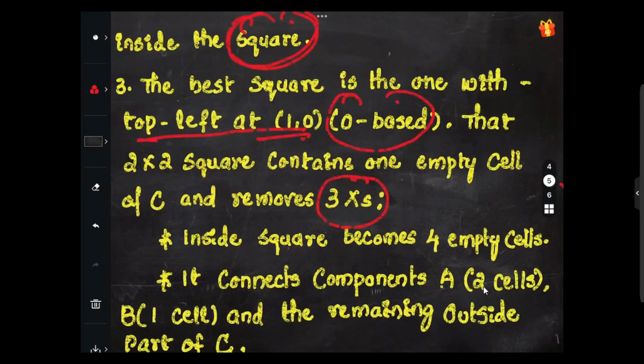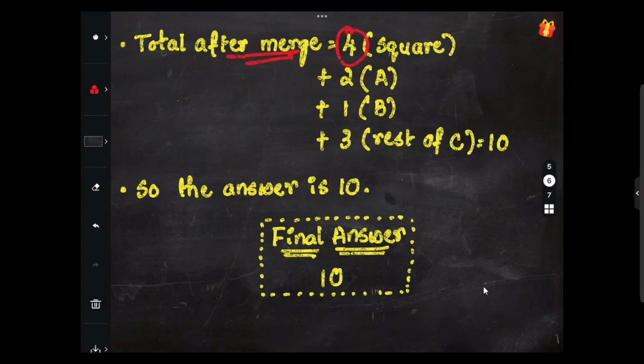4 square. See here, basically inside the square becomes 4 empty cells. It connects component A, 2 cells, nothing but B one cell and the remaining outside part of C. You can just check in the grid. You can just pause the video and have a look into it, right? So total after merge, you'll get 4 square, right?